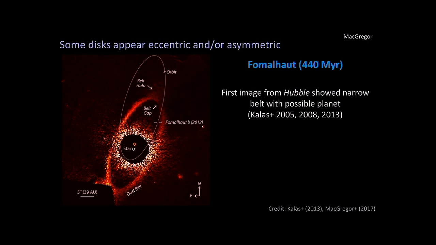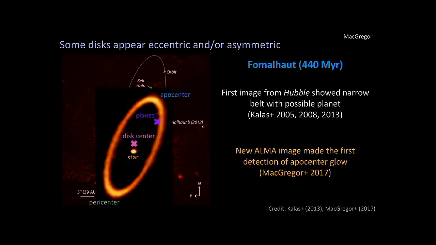But the disk is actually noticeably eccentric, and it's significantly eccentric. It has an eccentricity of like 0.1. So we went with ALMA to try and actually observe this disk in the millimeter to trace the larger dust grains in the system. And this is what the ALMA image looks like. And you can now see even more clearly how eccentric this disk is.